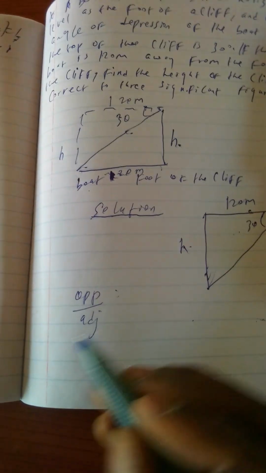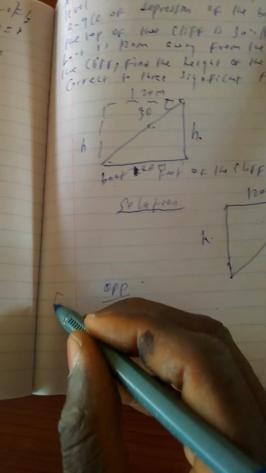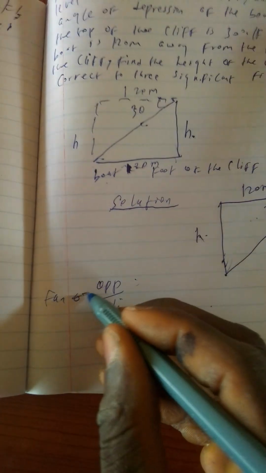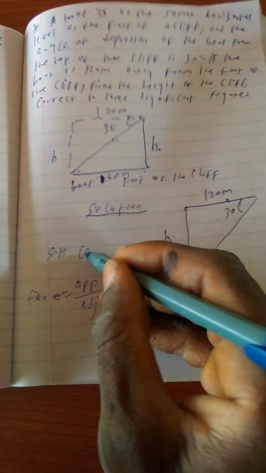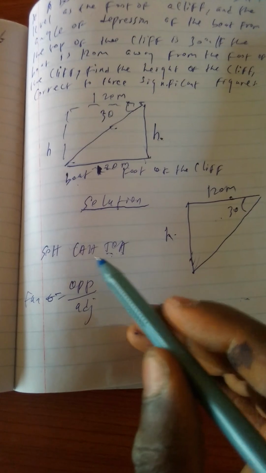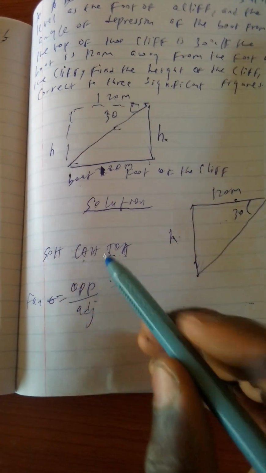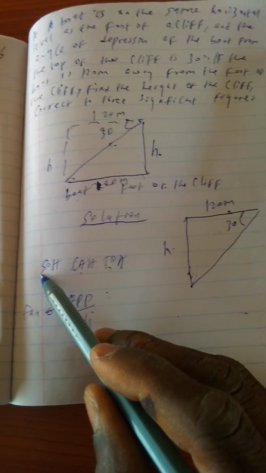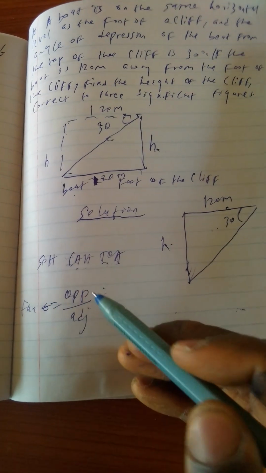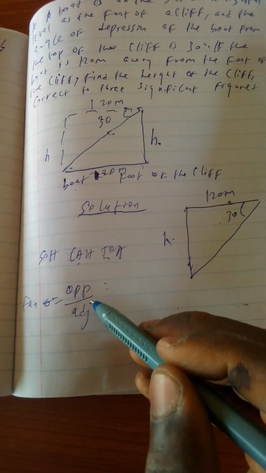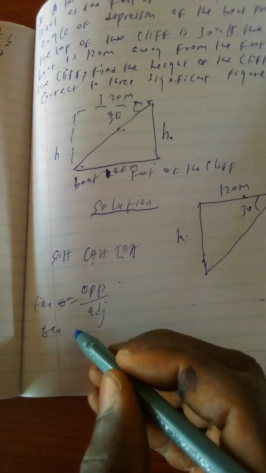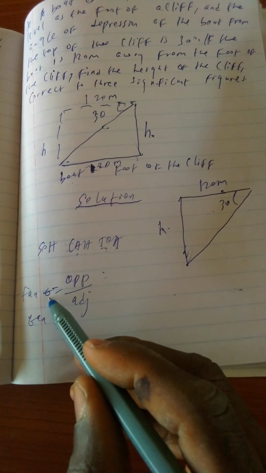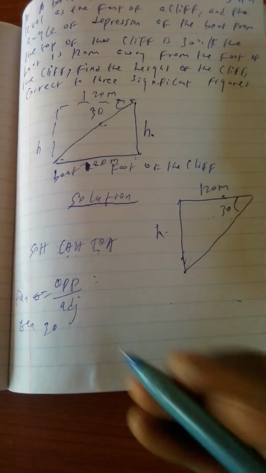So now that means we are using tan theta, because according to SOHCAHTOA, cos is adjacent over hypotenuse, and sine is opposite over hypotenuse. So tan is opposite over adjacent. So what do we have now? We have tan 30 degrees, because our theta is 30 degrees.